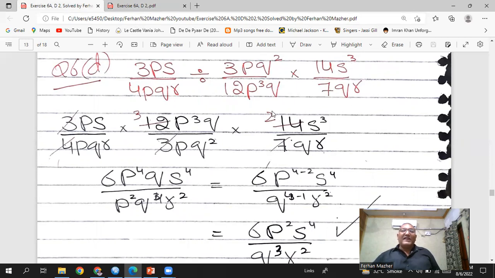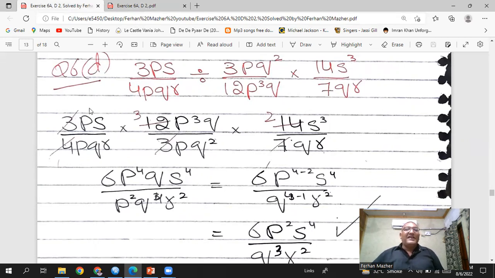This 7 and the 14 can be cancelled. It will be 2. This 3 and this 3 and this 3 can be cancelled. This 4 and this 12 can be cancelled. So upstairs you are left with the numbers 3 multiplied by 2 is 6. In the downstairs there is no constant left, so 1 is the constant which is left.